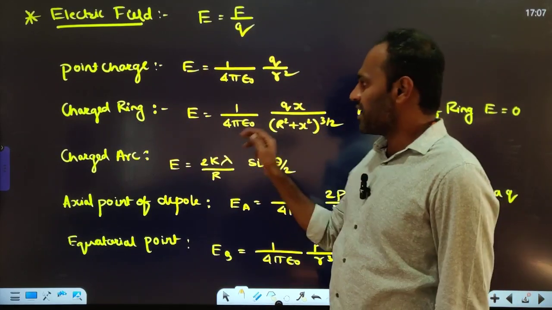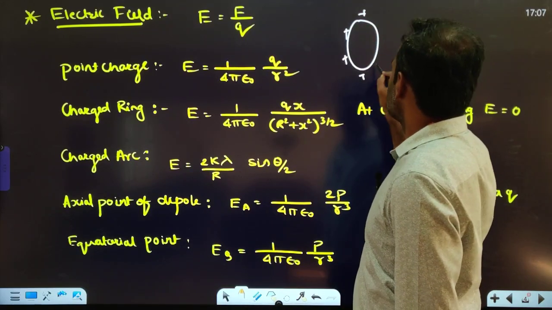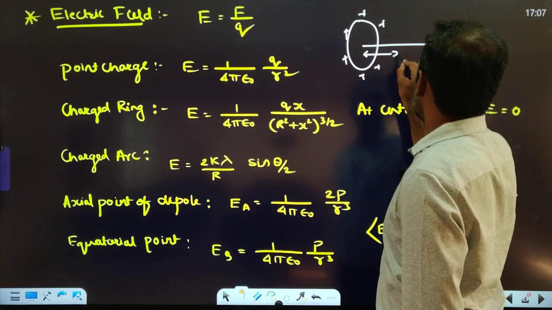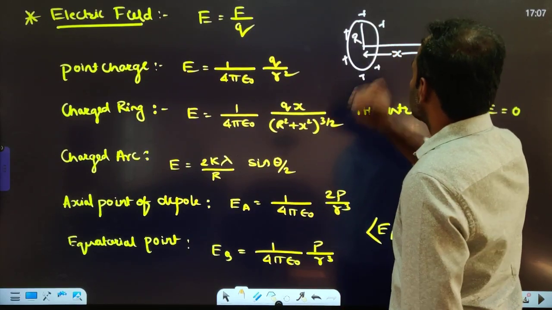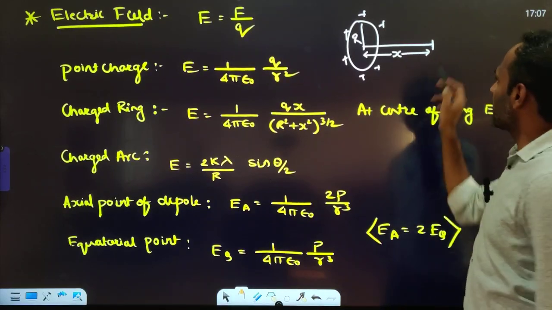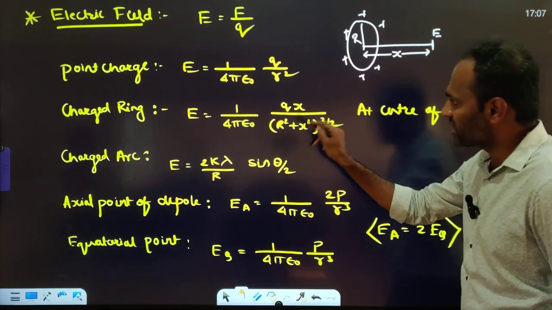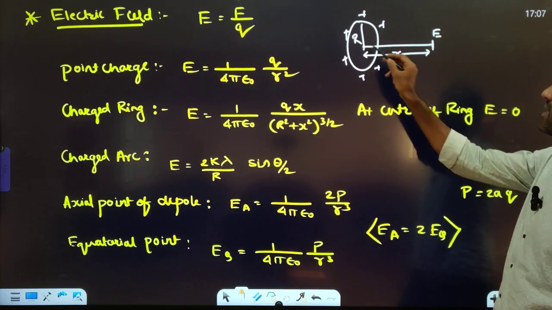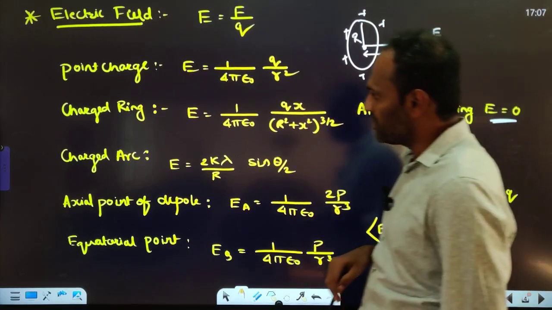Electric field due to a charged ring. This is the charged ring, right? If we take a point at a distance x from the center, and the radius of this charged ring is R, then the electric field at this point will be 1 by 4 pi epsilon qx divided by (r square plus x square) whole raised to 3 by 2. At the center of the ring, electric field will be 0. Right? At the center of the ring, electric field will be 0.